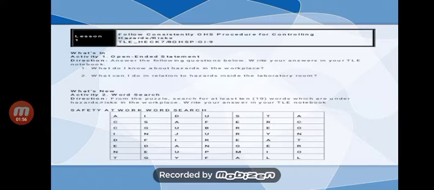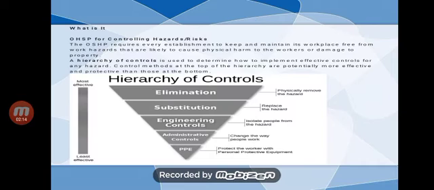So what's new? Activity 2, word search. Directions: from the puzzle, search for at least 10 words which fall under hazard in the workplace. Write your answers in your TLE notebook. So, 10 words. Okay, what is it? OHS procedures for controlling hazard risk.